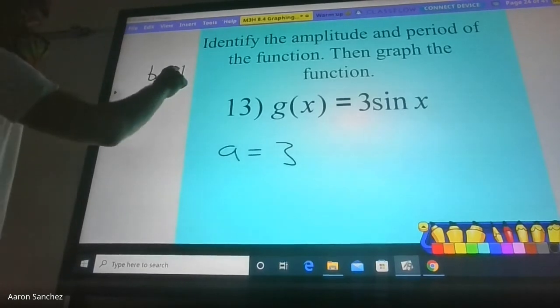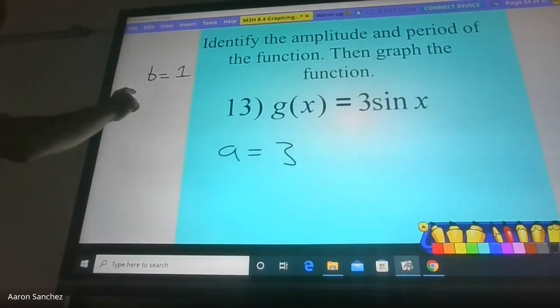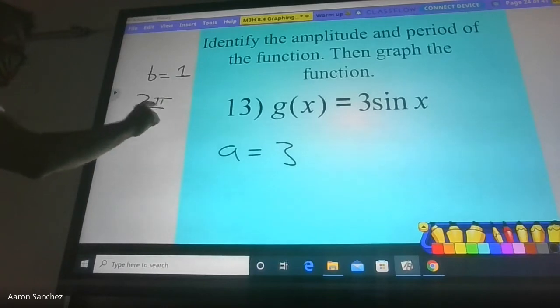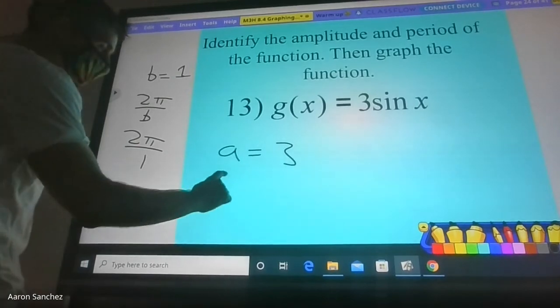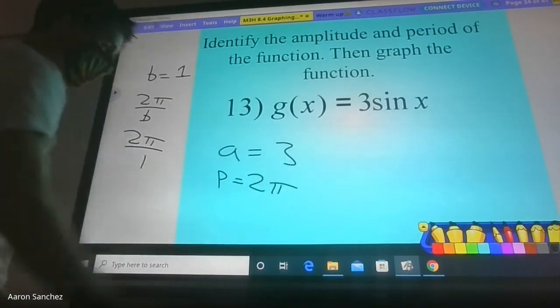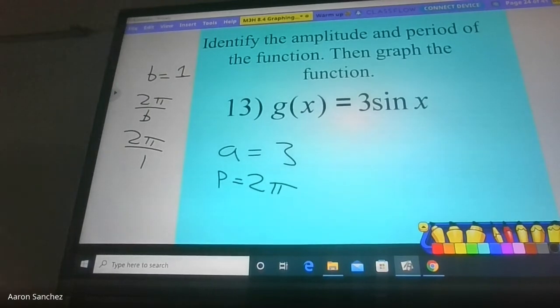B is 1, right? So the period is 2 pi divided by b. And if my b is 1, it's going to be 2 pi divided by 1. Got it? So my period is what? What's 2 pi divided by 1? And that's what Anthony said, 2 pi. He just calculated it in his head. Which was what we did before, right? Remember our original graphs? Notice, where does it end at? 2 pi. You guys see that? That's a regular standard function. But anyway, let's go ahead and graph it.